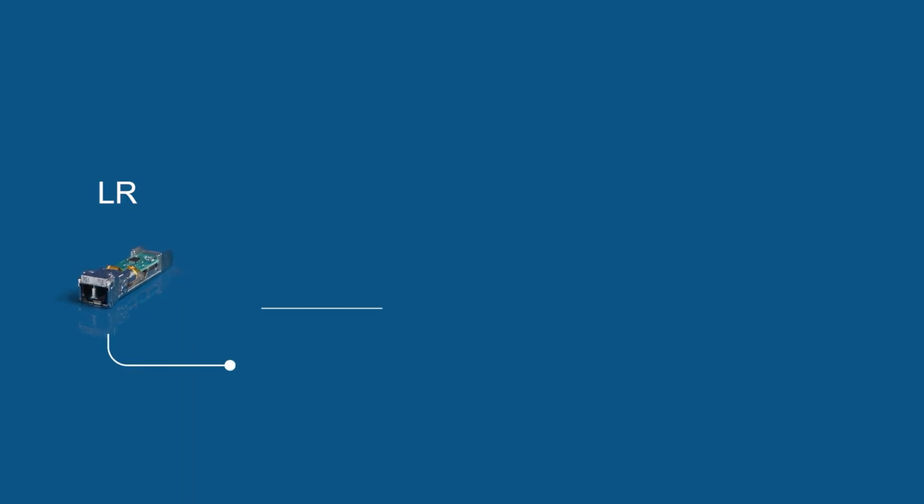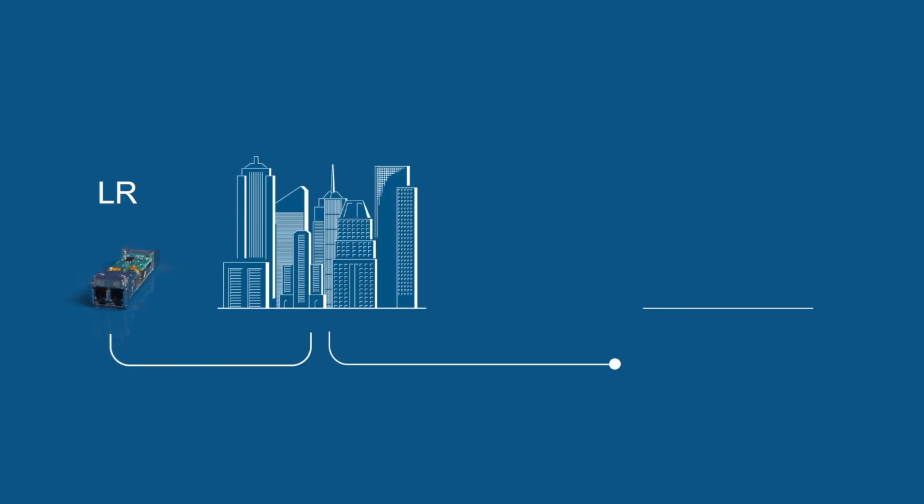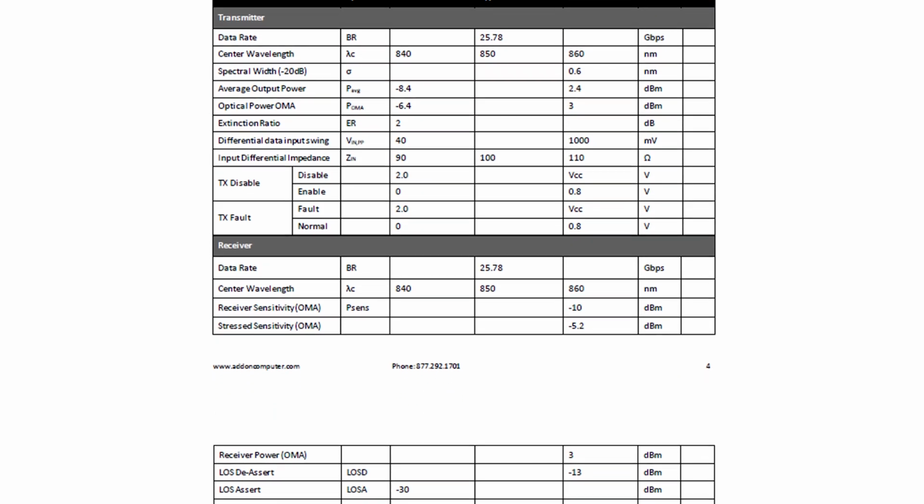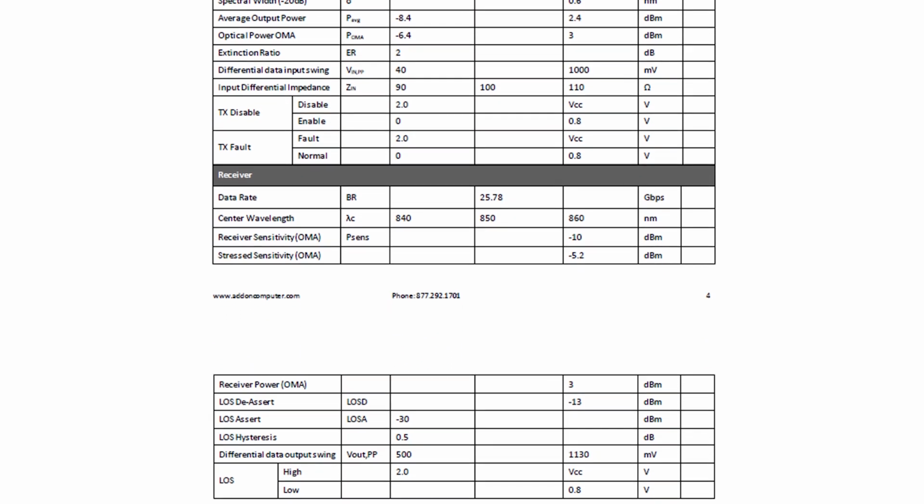These parts have more sensitive receivers than shorter reach parts, so they tend to overload more easily and cause premature end of life. But you can avoid this by looking at the data sheet for the optical transceiver, making sure that you're under the overload and under the damage threshold for the product.